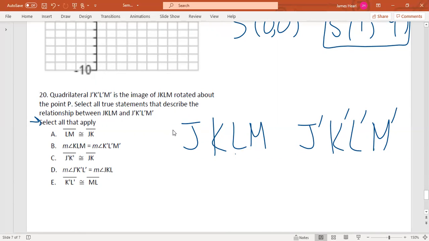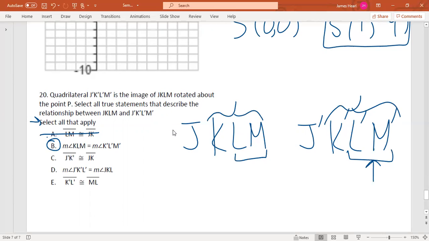So LM being congruent to JK, well, I'm pretty sure the second one here does not say JK, so we'll get rid of that one. KLM for that angle to be K'L'M'. I agree with B. And notice this is exactly what we're doing. We're just matching up the letters. Do they match up to what they have? So I don't even have to write the rest of it on the right-hand side here.